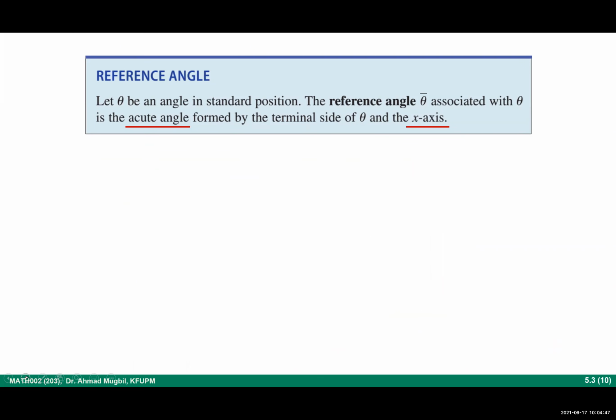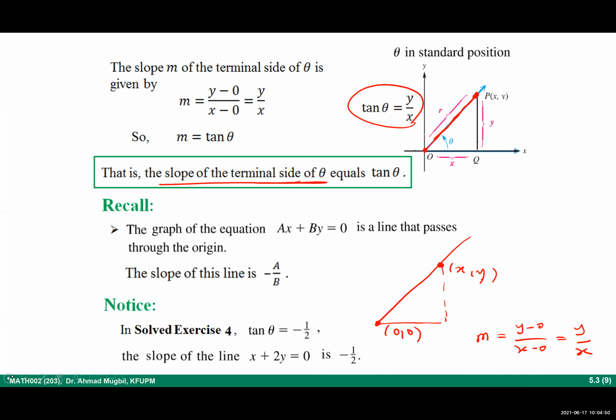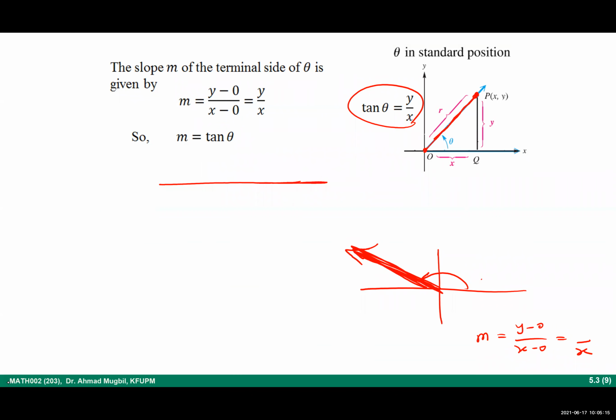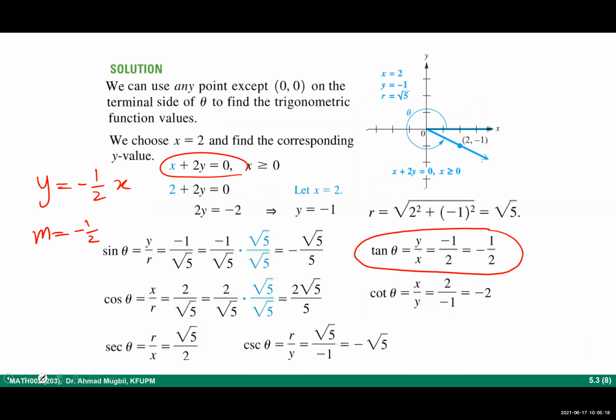Yes, please. What does it mean when you say the terminal side of theta? Does it mean when the point is on the y-axis and the x-axis? No, the terminal side of theta: if you have an angle, this is the angle, and this is the terminal side. So the slope of this is tangent theta, like the previous example here. Look here. This was the line, the terminal side. The slope of this line is -1/2, which is the same as the tangent of theta. Okay, I got it.